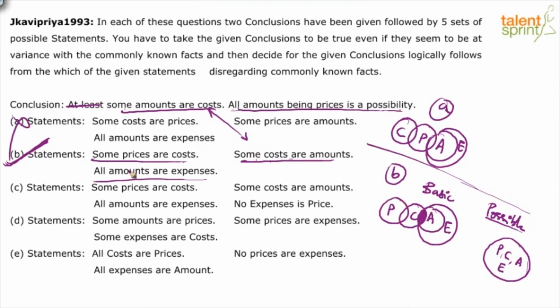So all the statements are positive type: some A's are B's, some A's are B's, all A's are B's. The possibility given here is of the all A's are B's type. So yes, it will be possible, because I can always draw one diagram and prove that it is correct. So option B is the correct answer, and we will not worry about options C, D and E, because we have found one option which satisfies the given conclusions.